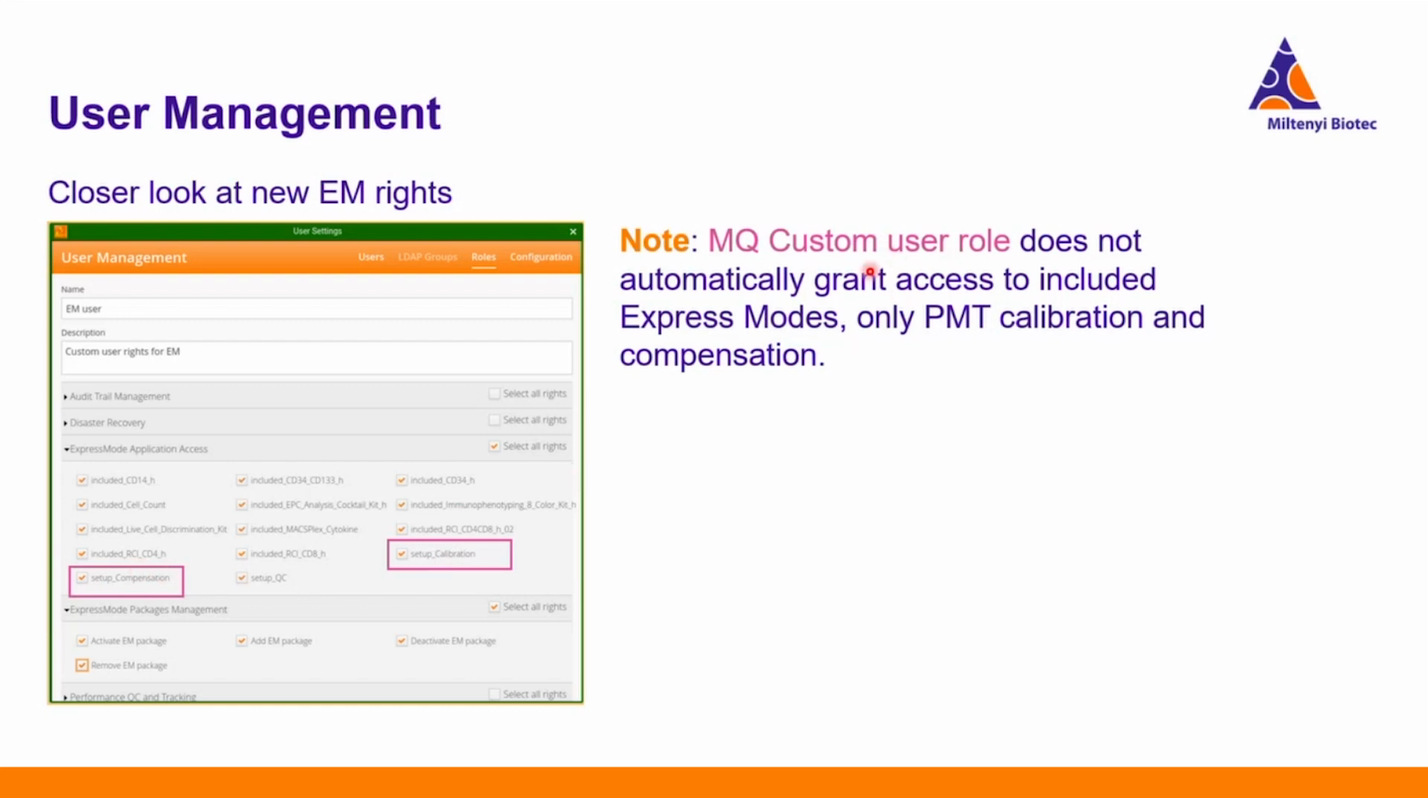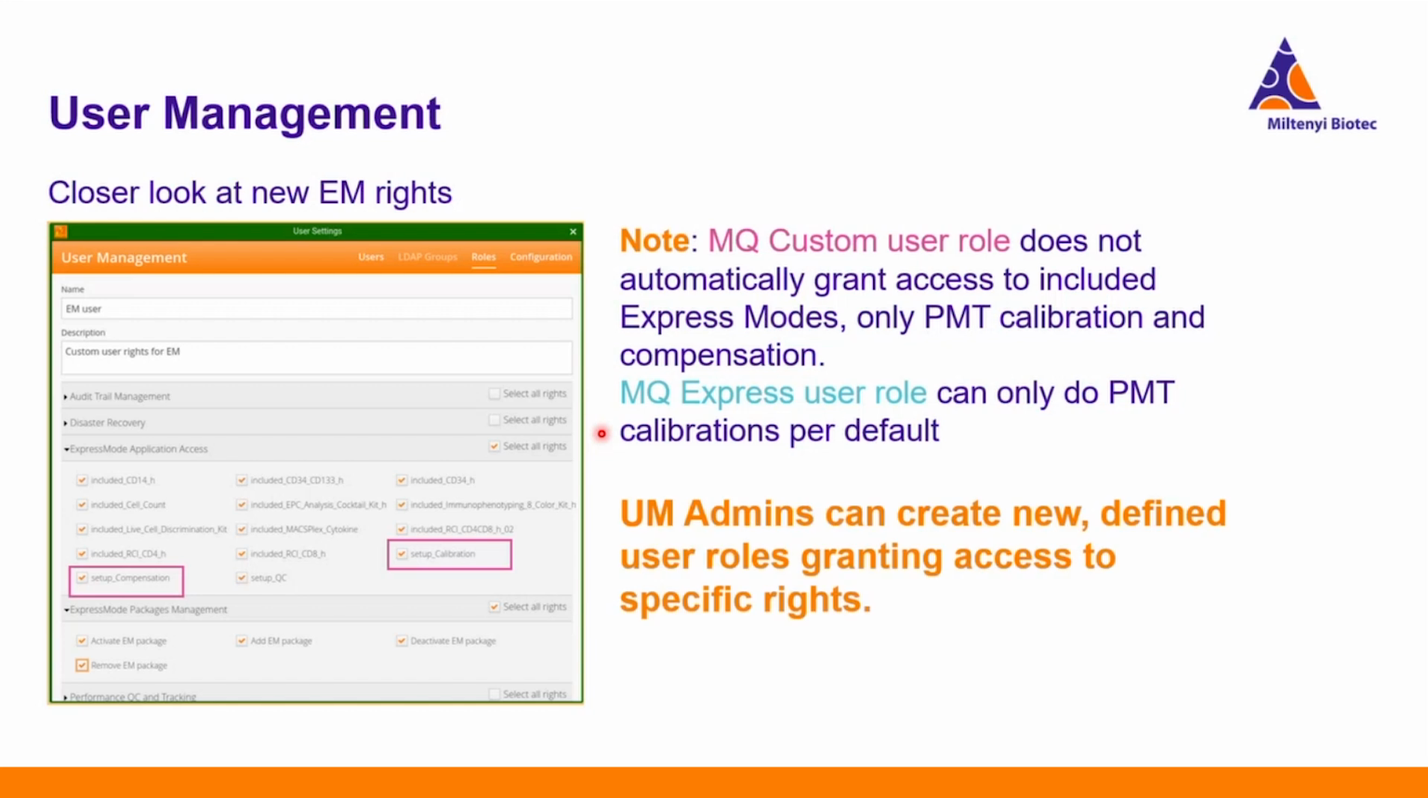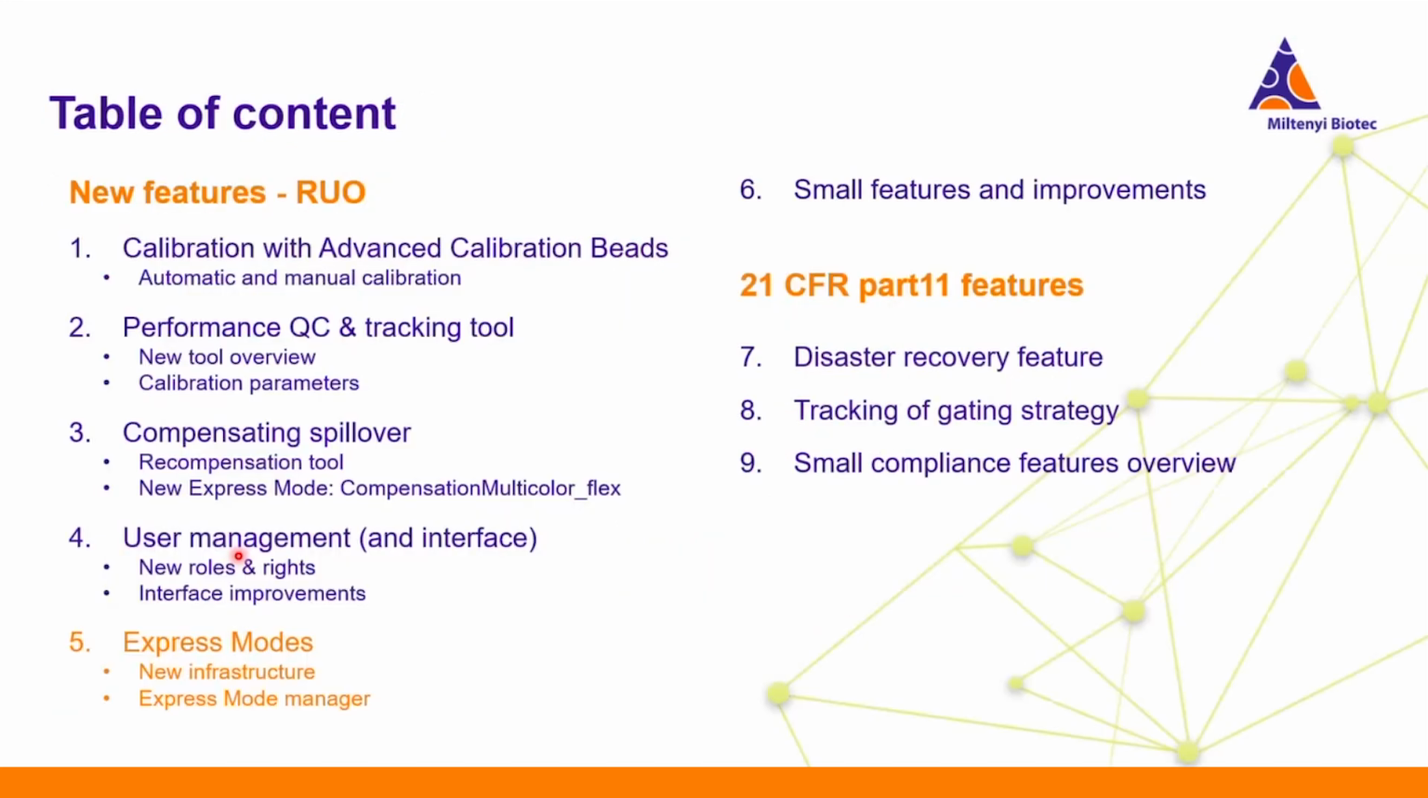If you want your custom user to also be able to run, let's say, the 8-color express mode, you need to give them the right individually. The MQ Express also can only do PMT calibration per default. But as we said, a user management admin role, these people can assign specifically who has access where, and they can also create new user roles summing up certain rights, and then you can assign them to your users. I would say let's look at the Express Mode Manager next.